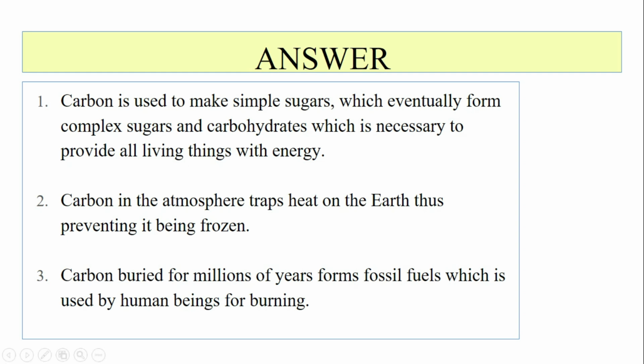Number 2, it says carbon in the atmosphere traps heat on the earth, thus prevents it from being frozen. So carbon is a greenhouse gas, and some of it is good. You know, too much of these greenhouse gases in the atmosphere is not good, but some amount is good.